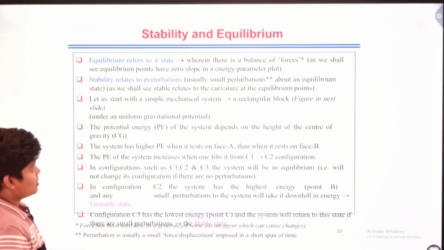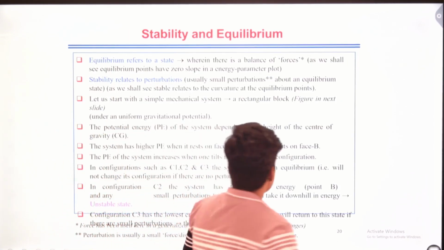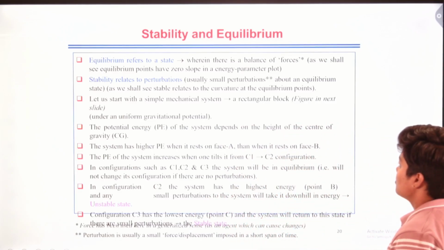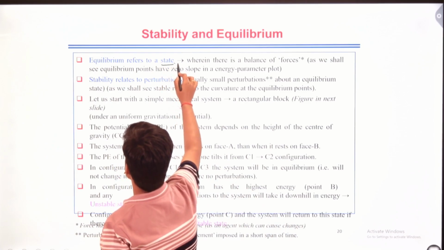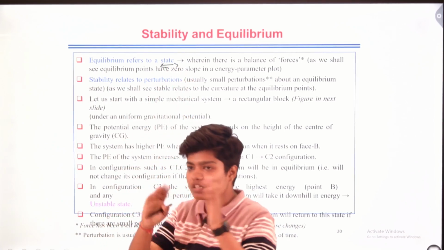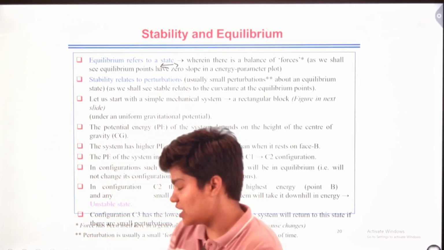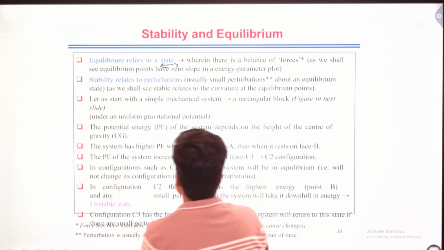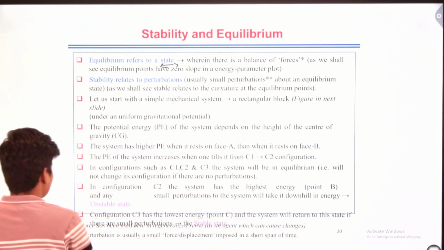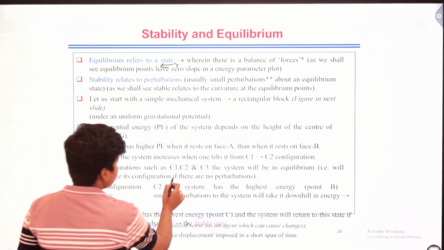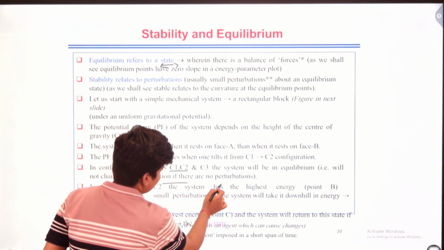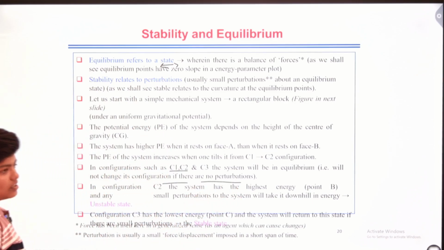So here is the explanation of the previous experiment. Equilibrium refers to the state of balance. Equilibrium means that on all sides the forces are balanced. Let C1, C2, C3 be three configurations in equilibrium position, which means there is no change in configuration, no perturbation, no randomness, no disturbance, so they are in equilibrium position.